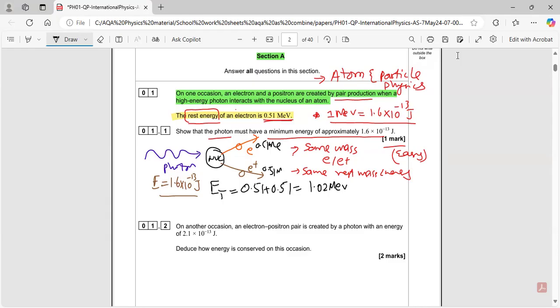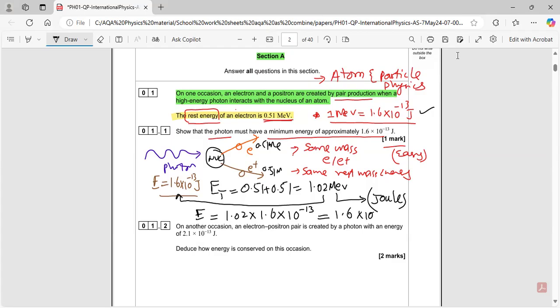So now it means that the photon must be having this energy as well. What you have to do is just convert this into joules. That's the only thing you have to do. So you say, okay, it is 1.02 into 1.6 into 10 raised power minus 13. So you end up with almost the same answer, 1.6 into 10 raised power minus 13. Why? Because this is 1.02. That's why there's no big difference. So you got your answer.